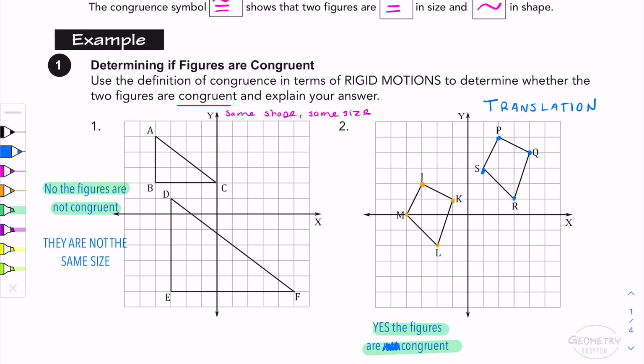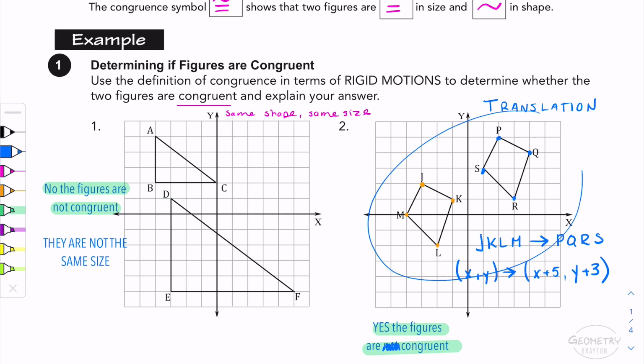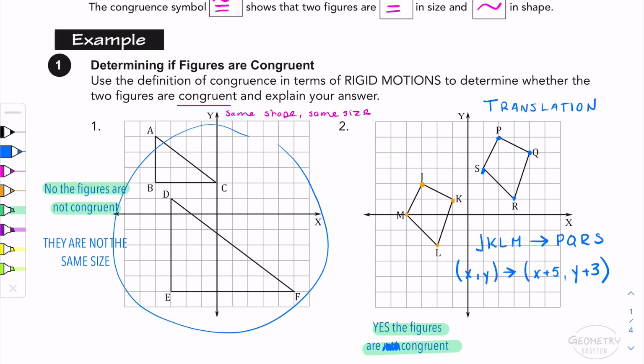If I was to write a translation rule for this and we were mapping JKLM onto PQRS, it appears that the shape shifts 5 units to the right and 3 units up. So I could write my rule as x comma y maps onto x plus 5, y plus 3. And again, these figures are congruent, these figures are not.